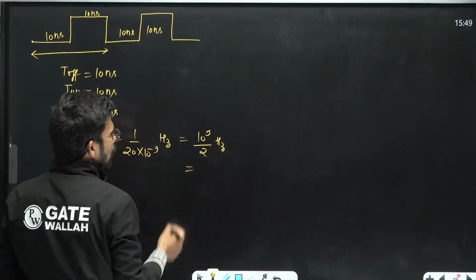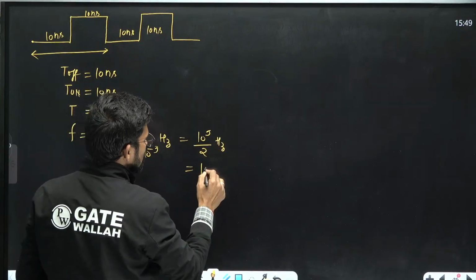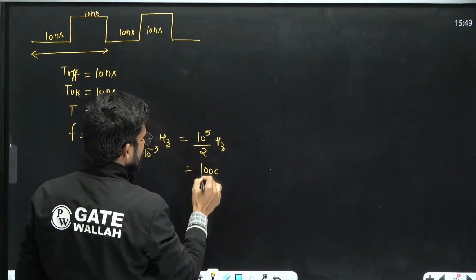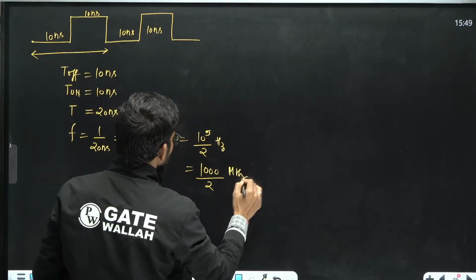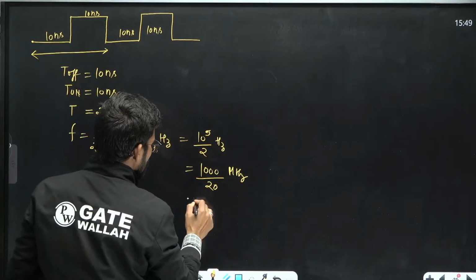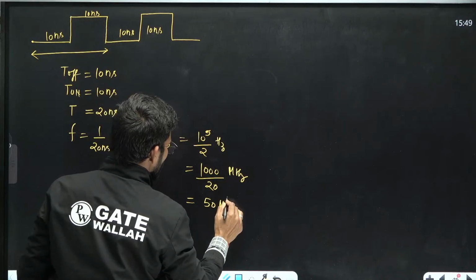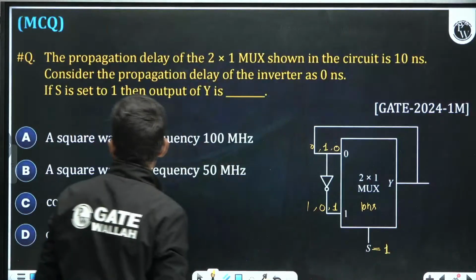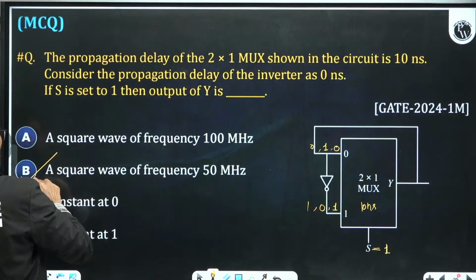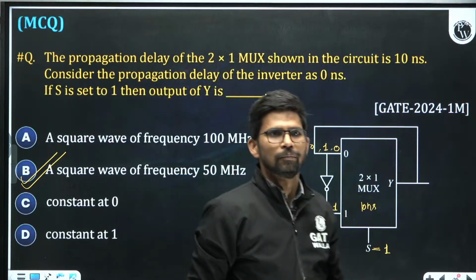Now 10 to the power 6 will convert this hertz into megahertz. Then it will remain with 10 to the power 3, that is 1000 divided by 2 megahertz. That is 500 megahertz. Sorry, this is 20 in the denominator, so 1000 divided by 20 gives 50 megahertz. So we will get a square waveform of 50 megahertz at the output B. So you need to find out the waveform.